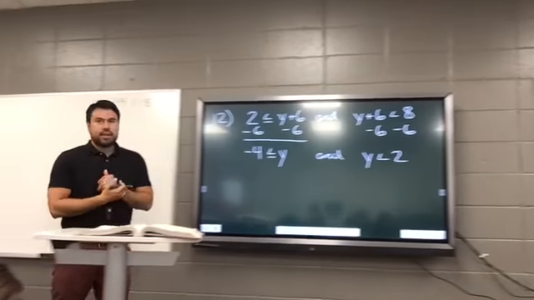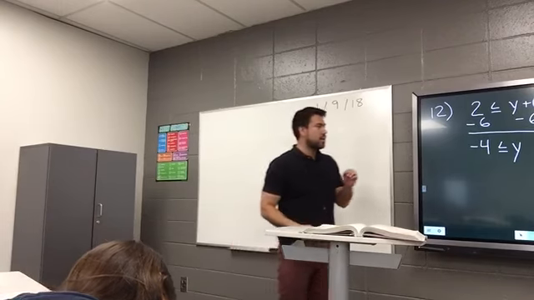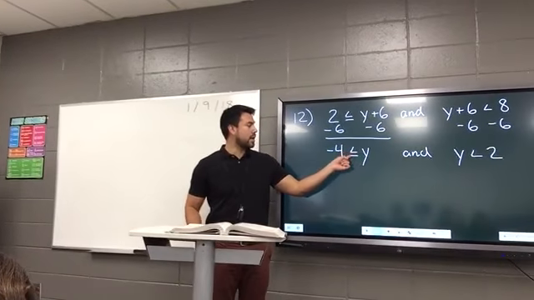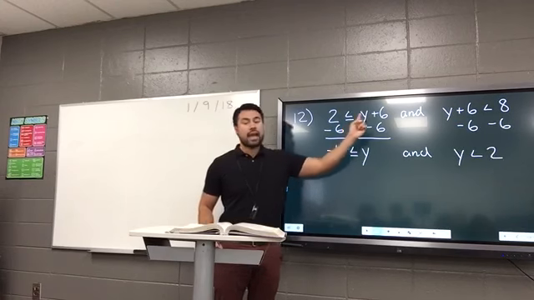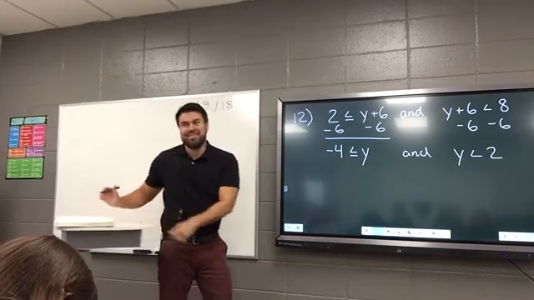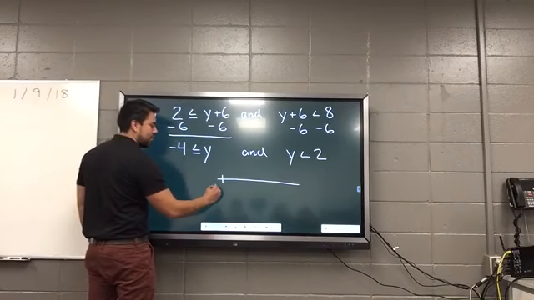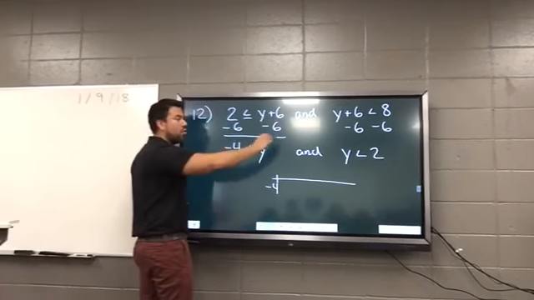All right, on your graph, I need you to show me all the numbers that are greater than or equal to -4 and less than 2. So I start my graph. I put the smallest number on the far left, -4, and then I go all the way to +2.